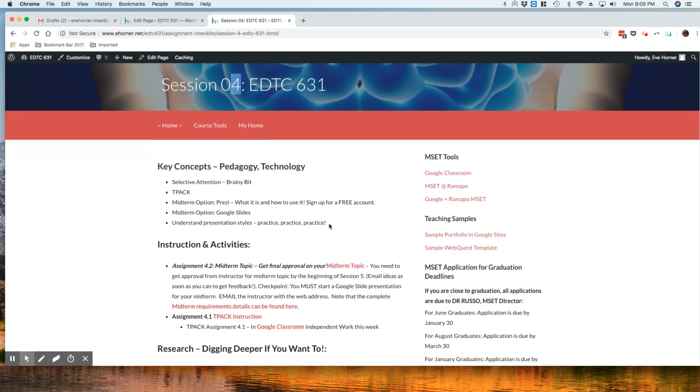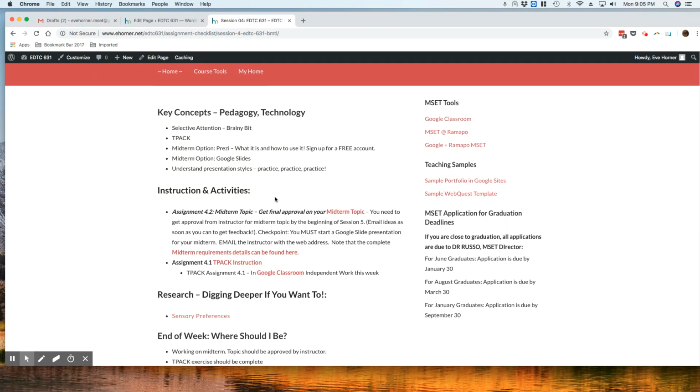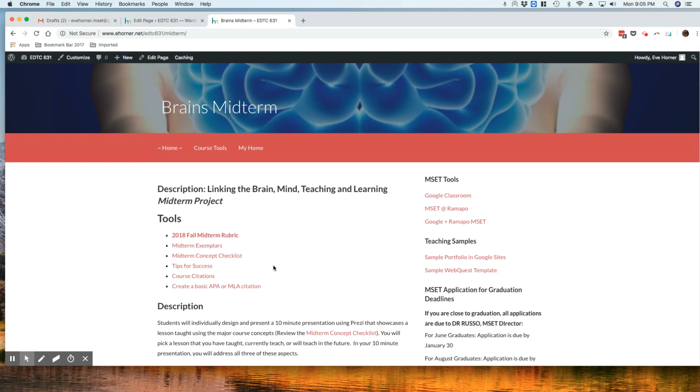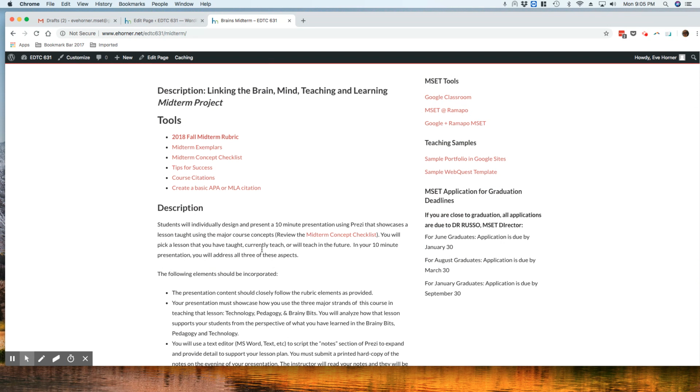Content is still similar. In terms of preparing for your midterm, your first step is to submit a midterm topic, and you're going to do that through Google Classroom. There is more information about that later on in the Google Classroom, but I want to jump into the midterm topic and the details. Now, these two links are the same exact thing. So let me jump in here to the midterm specific page.